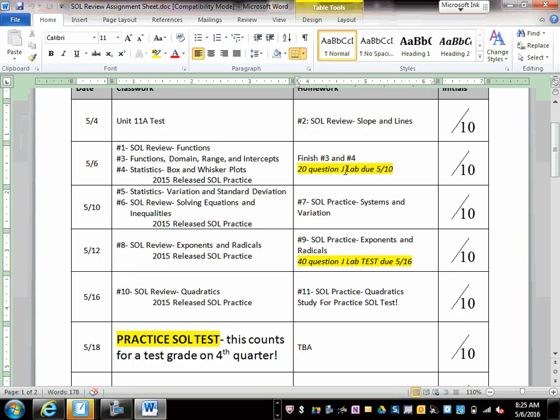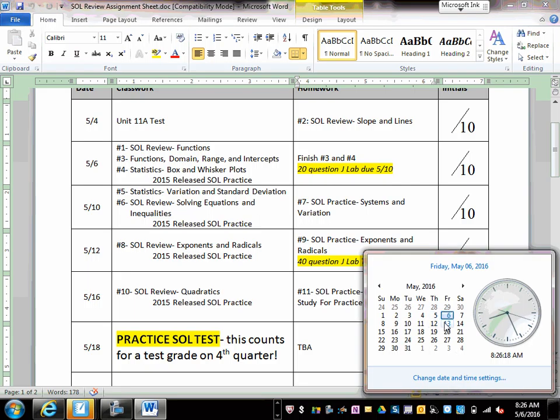Remember that you have JLABs still due. So you should have already completed two different 10-question JLABs. Your next JLAB is a 20-question JLAB, and that is due next class, next Tuesday. And keep in mind, you do need to take a 40-question JLAB that counts as a test, and that is due May 16th. So that's in about a week and a half.